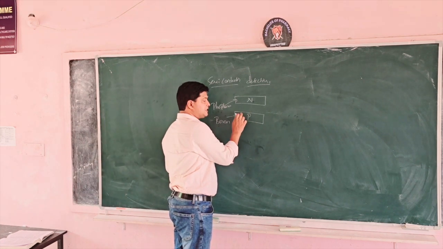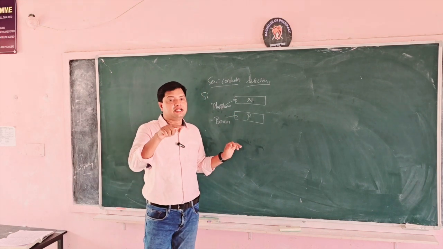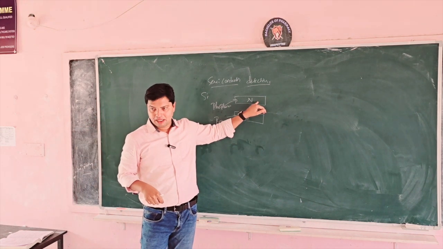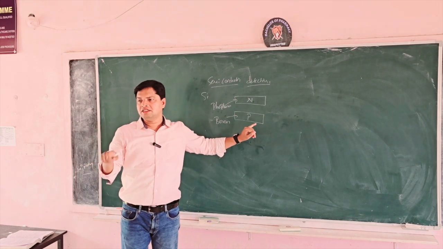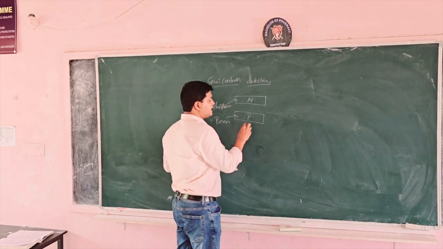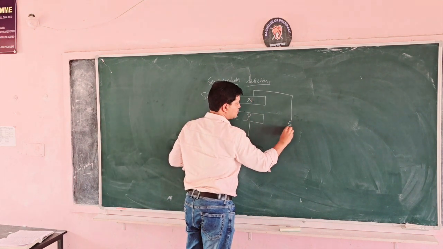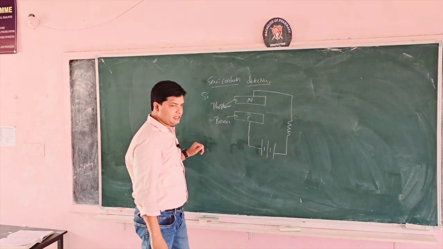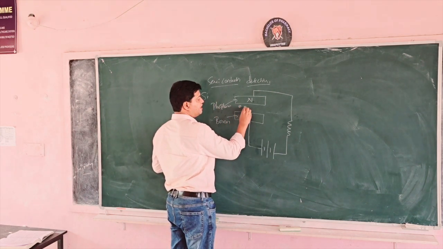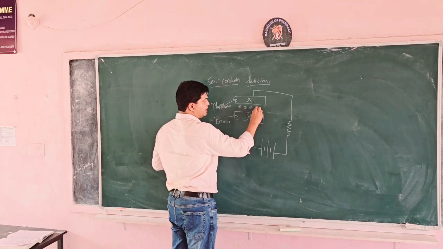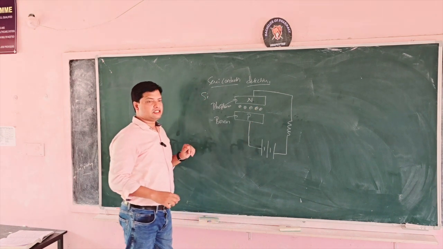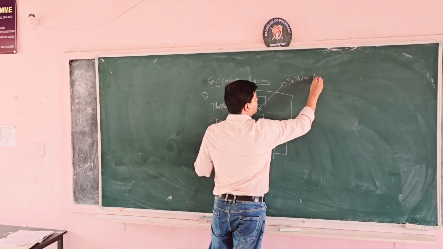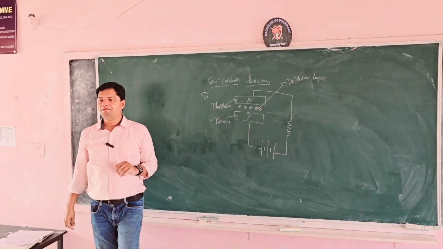So positive type contains holes, imaginary holes. Negative type contains electrons. Because electrons have negative charge, hence we call it N-type. Here there are no electrons, it is positive, hence we call it P-type. Now, when you conduct electricity, electrons and holes will be filled. The electrons coming here will fill the P side and form a junction. We call it the depletion layer.